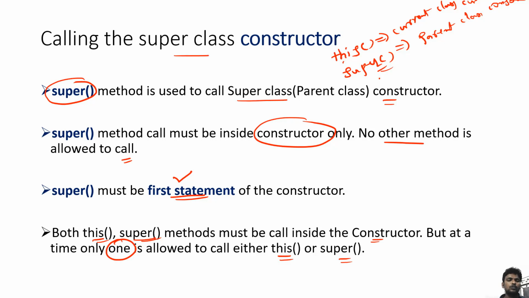The first rule is what? The super method must be called inside a constructor. No other method is allowed to call it. The second one is the first statement: the super method must be the first statement of the constructor. By mistake, if you write it on the second or third line, you will get a compile time error. And the third rule, the super and this methods must be called inside the constructor, but at a time only one is allowed. Either you can use the this method or the super method.